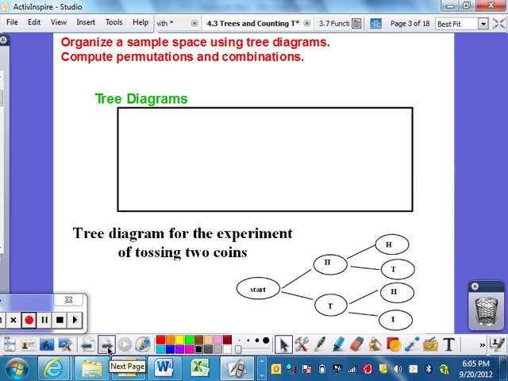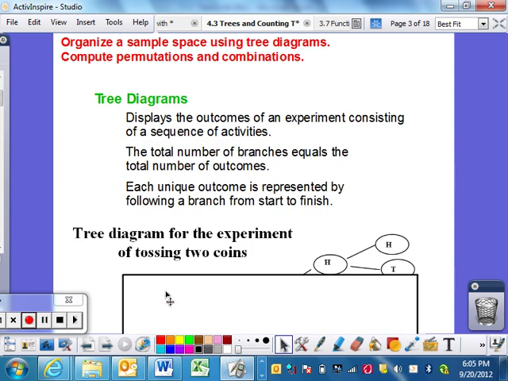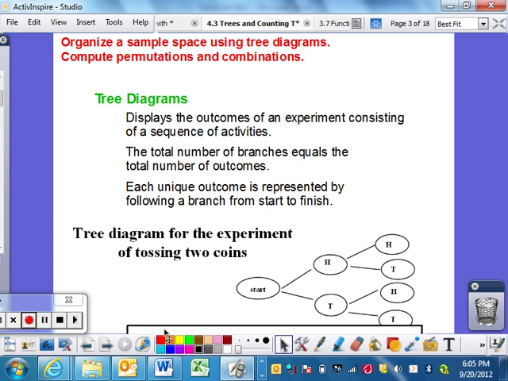So a tree diagram simply displays outcomes of an experiment consisting of sequential activities, so it's just a matter of going in order and following the yellow brick road. The total number of branches equals the total number of outcomes. By the branches we mean the ends, so this one would have 4 possibilities. Each unique outcome is represented by going from the start to the finish.